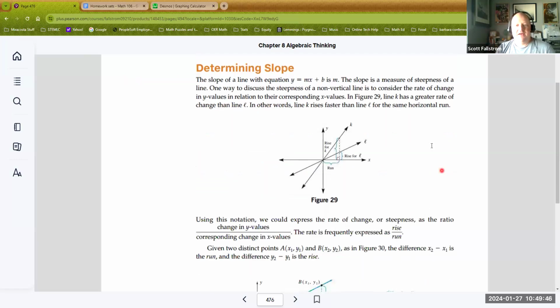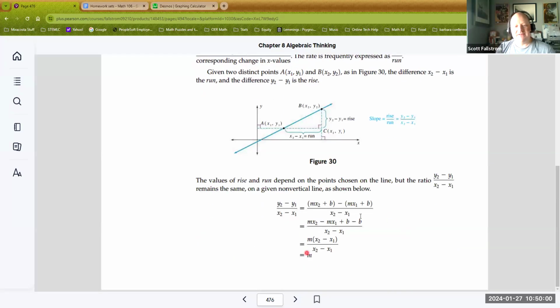Okay. They talk here about determining slope. They say the change in y divided by the corresponding change in x, sometimes called rise over run, rise being a change in vertical, run being a change in horizontal. And they do give you a really fancy equation. I mean, that's fantastic, which is great.